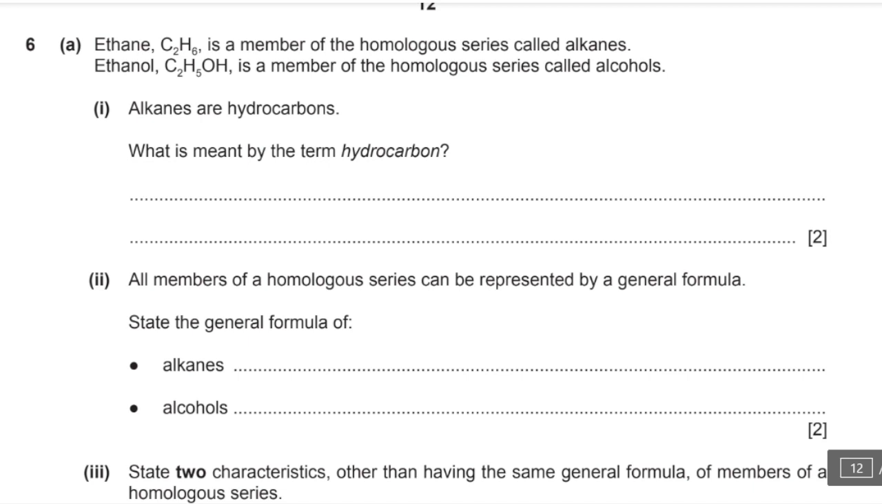Ethane is a member of homologous series called alkanes. Ethanol is a member of homologous series called alcohols. Alkanes are hydrocarbons. What is meant by the term hydrocarbon? So you write down the definition of hydrocarbon, which is there is only hydrogen and carbon atoms in the compound, which is a hydrocarbon.